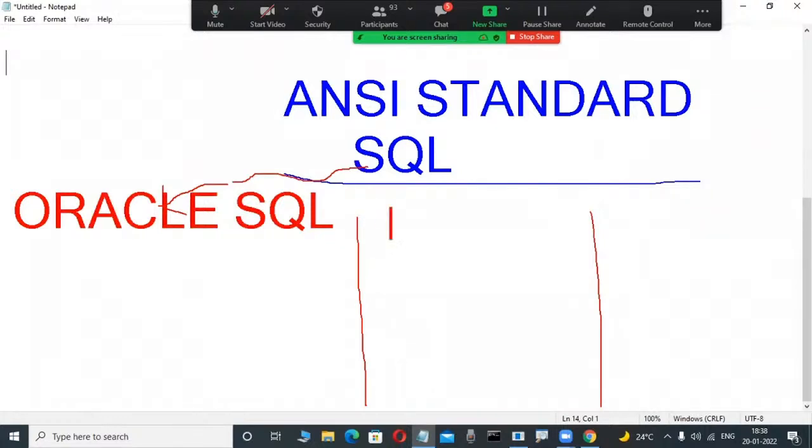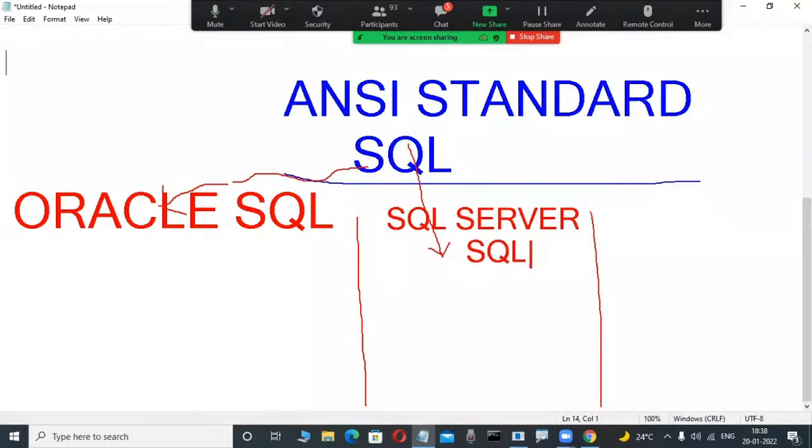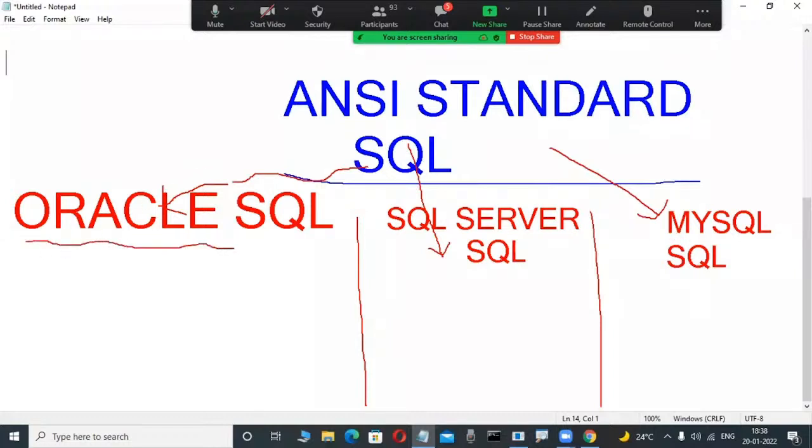Again, observe here. SQL Server, a Microsoft product, created their own SQL from this ANSI standard SQL, that is called SQL Server SQL. Again, MySQL created their own SQL language from this ANSI standard that is called MySQL SQL. That's why in our class we are learning Oracle SQL. How do you differentiate all these SQL languages? Conceptually they are the same.